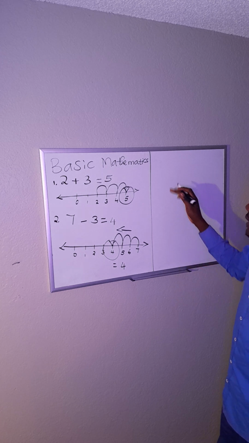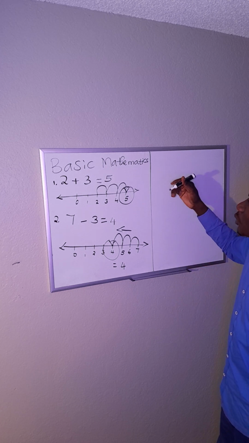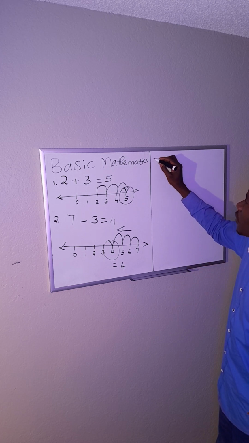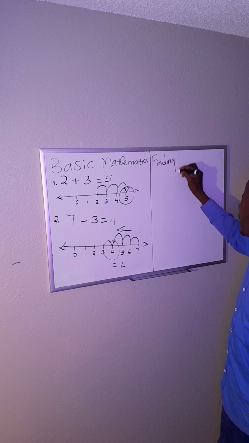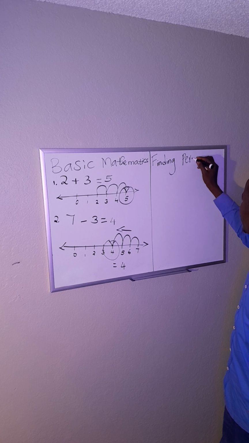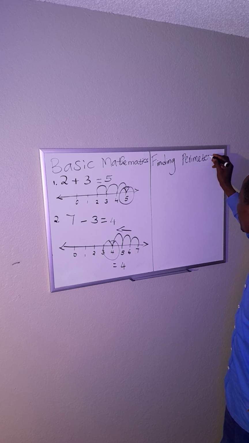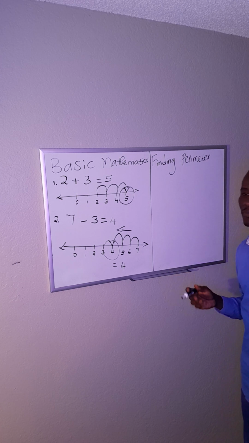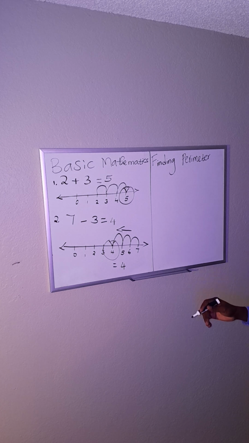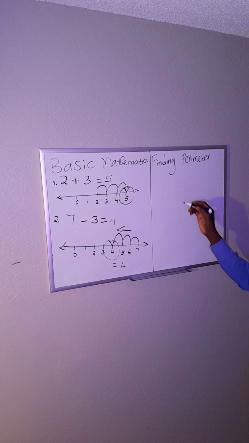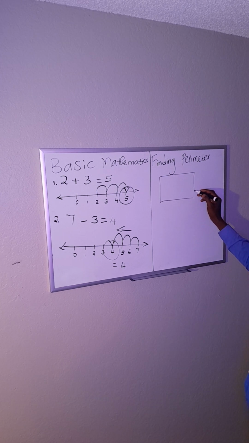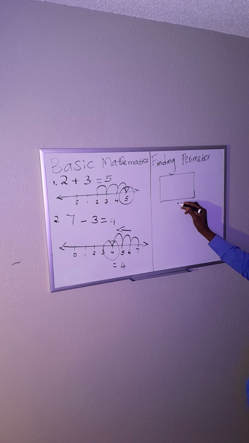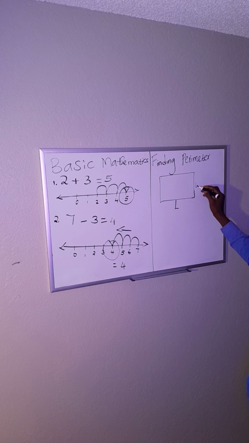Another basic mathematics that I want us to know is how to find the perimeter of shapes. Yeah, these are basic mathematics that I want you to know, for students who are in grade 3, 4, 5, 6, 7. For instance, this is a rectangle. So the longer side is called the length, the shorter side is called the width.